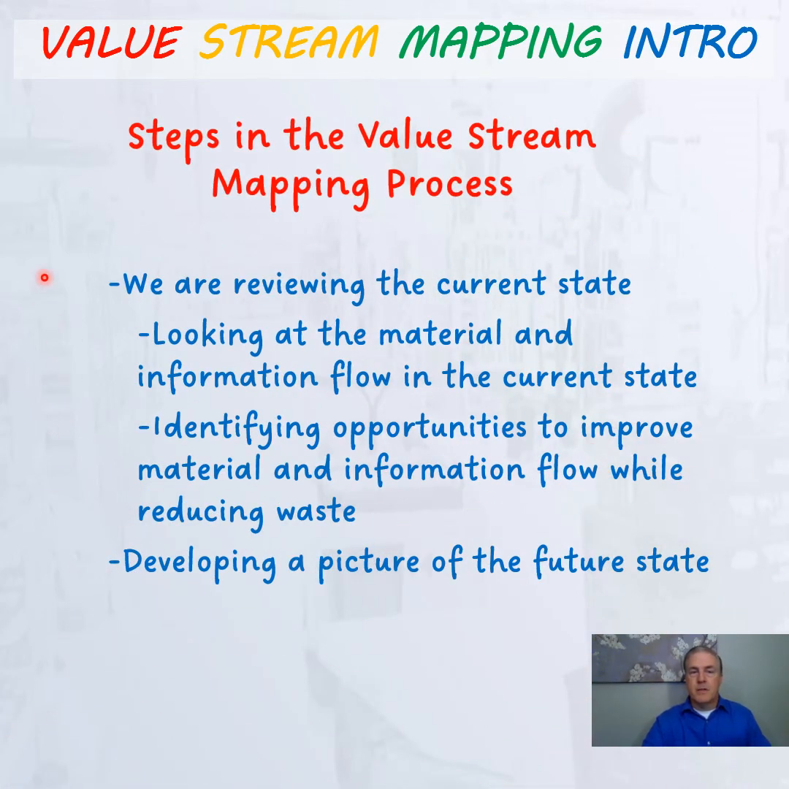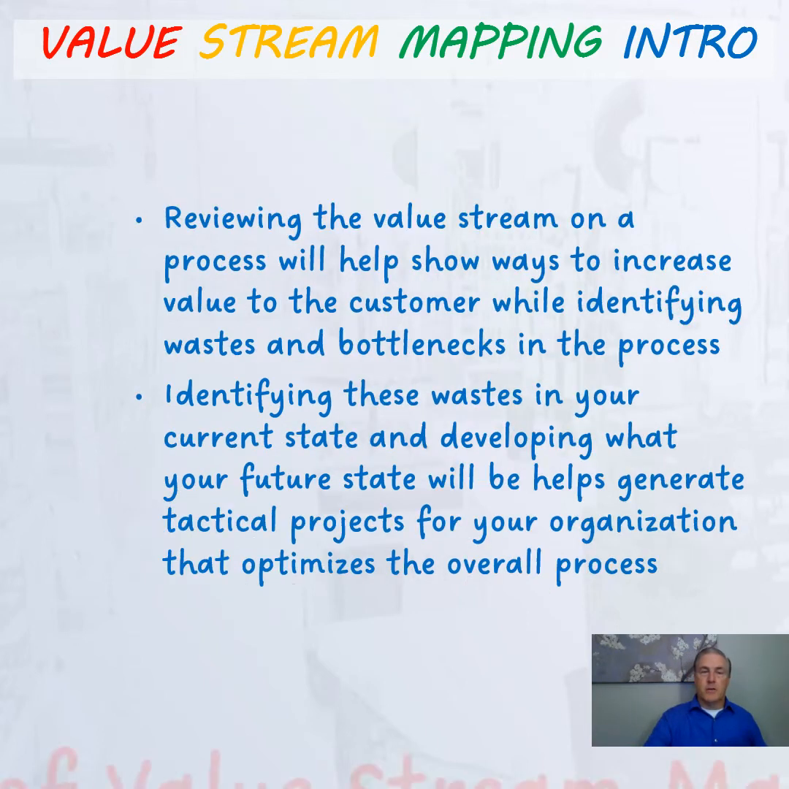So the steps in the value stream mapping process: what we're doing is we're reviewing the current state, looking at the material and information flow in the current state. We then try to identify opportunities to improve material and information flow while we're reducing waste. And then what we want to do is develop a picture of the future state. So that's the whole concept in a nutshell.